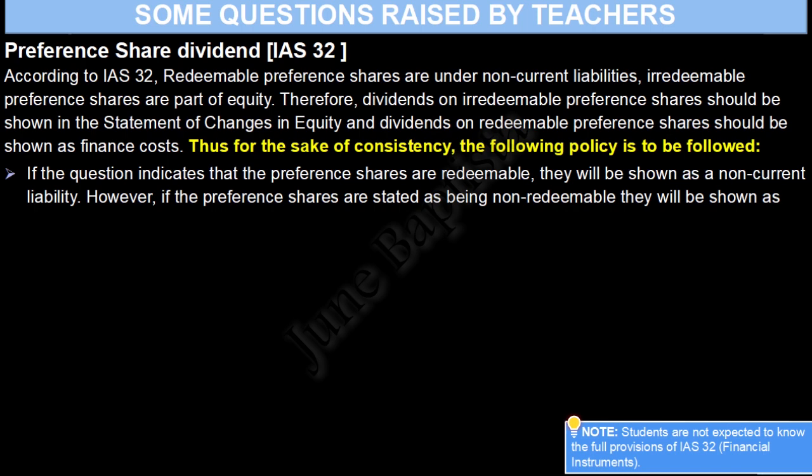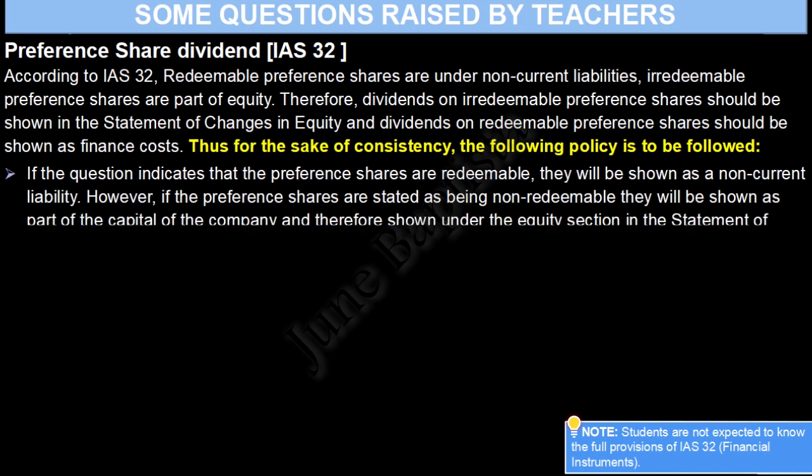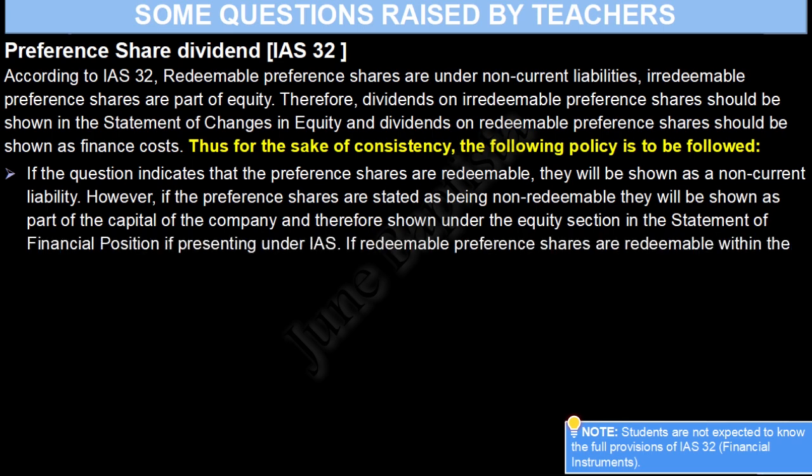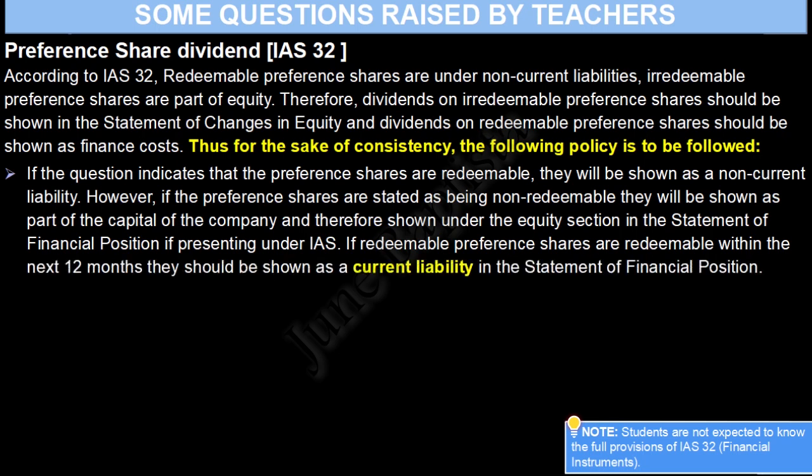However, if the preference shares are stated as being non-redeemable, they will be shown as part of the capital of the company and therefore listed under the equity section in the statement of financial position if presenting under IAS. If redeemable preference shares are redeemable within the next 12 months, they should be shown as a current liability in the statement of financial position.